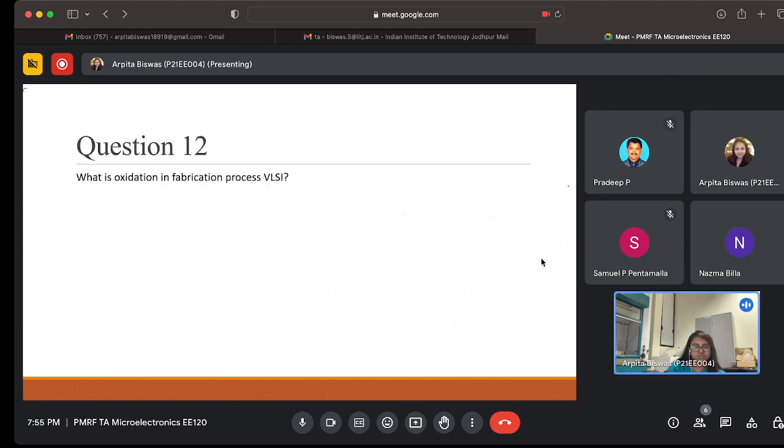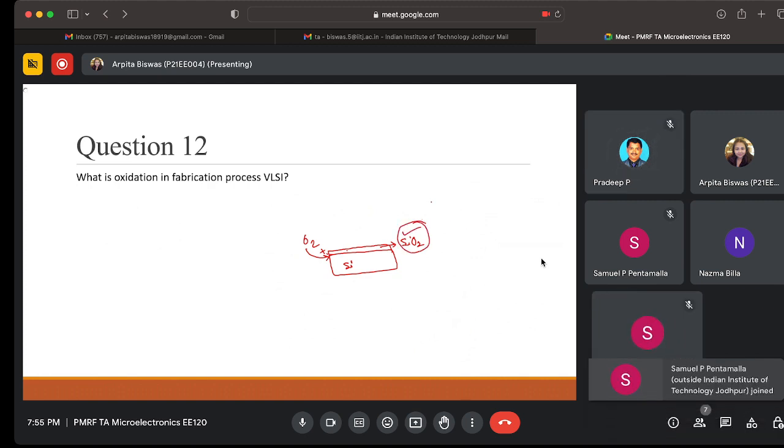Pradeep, what is the oxidation process? Yes, madam. There is a formation of a layer with some chemical reaction. Like if you want to grow the oxide layer, the oxygen is reacting with the silicon and it produces SiO2, right? This is the oxidation process.